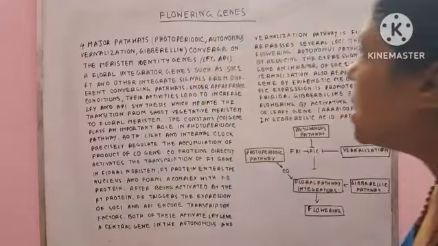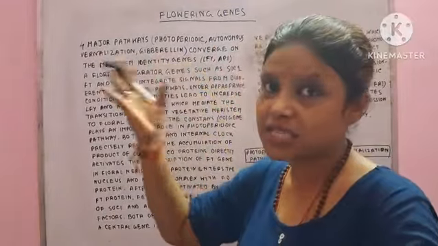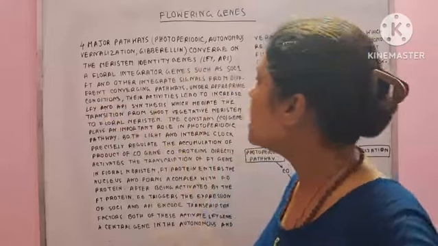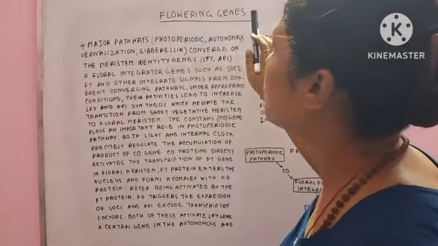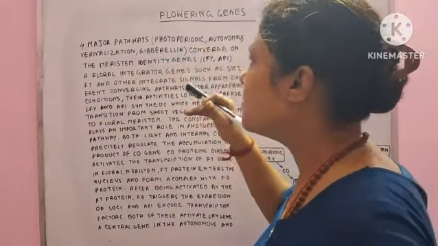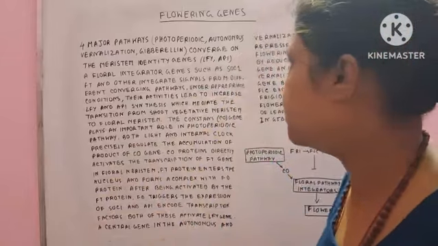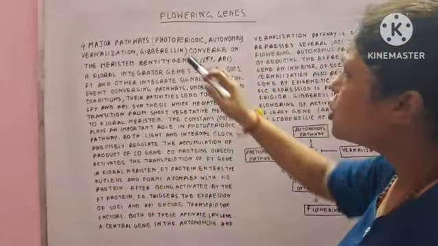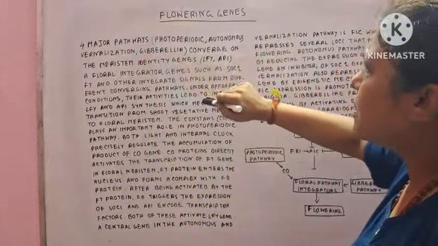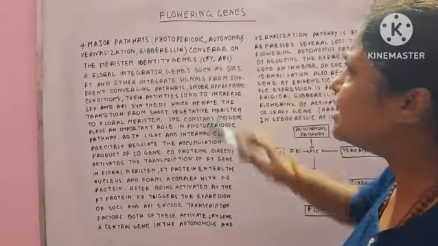Okay. So the four major pathways I have discussed in that first part: the photoperiodic, autonomous, vernalization, and gibberellic. The four pathways through which this flowering process occurs. Okay. So the four major pathways converge on the meristem identity genes.